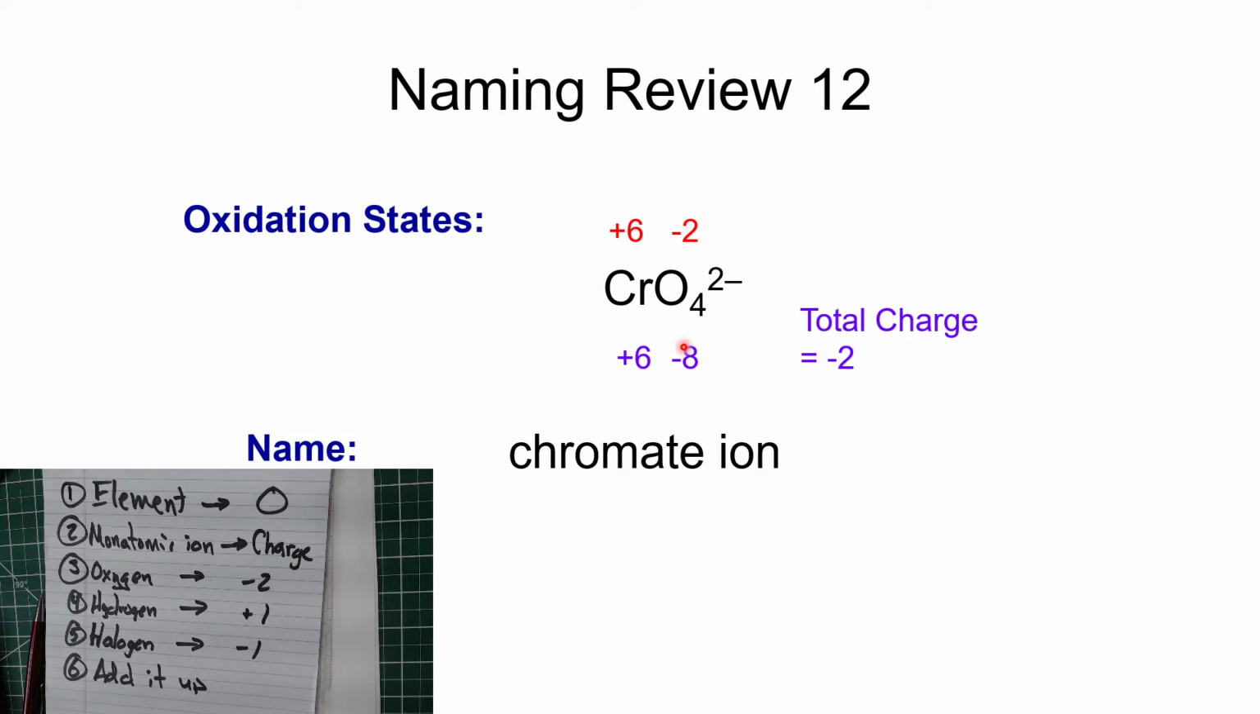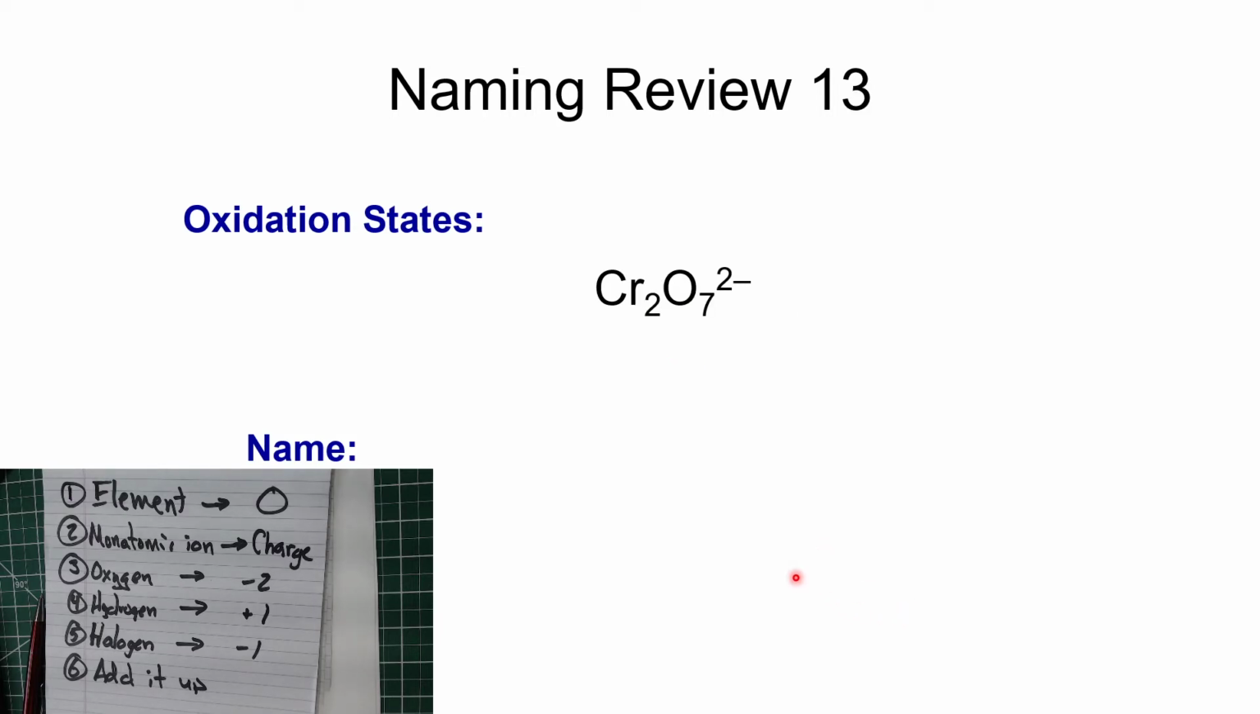Now, that doesn't mean that the actual charge on chromium is +6. It just means that that's the oxidation state. All right, we're going to do one more. There are some 50 some odd of these on the naming review, but we're going to do one more, and then we're going to go to that in-class assignment problem. And so here we will go to this one, and this one is called dichromate. All right, so that is the dichromate ion.